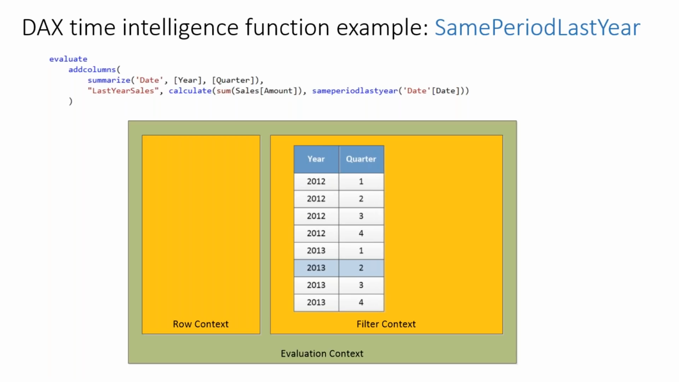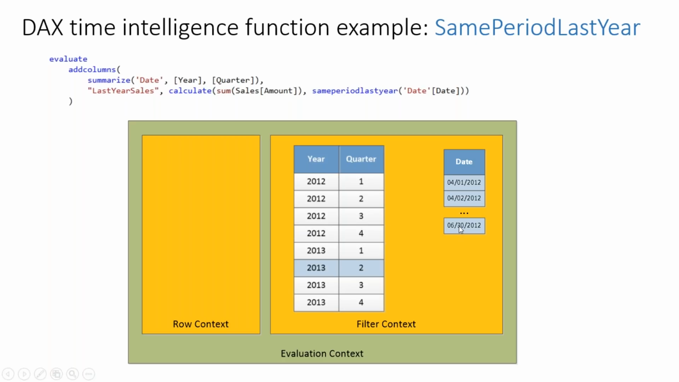Year, quarter. By the way, SAMEPERIODLASTYEAR is going to produce a list of dates. And what's the list of dates it produces? It's going to produce the same period, which is the second quarter last year, which is 2012. So what it returns is, instead of a quarter and a year, all the time intelligence functions work at date level. It always produces a list of dates. So it returns all the dates in the second quarter of 2012, that is from April 1st all the way to June 30th.